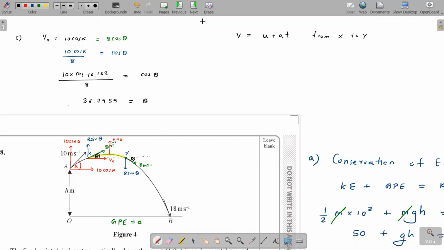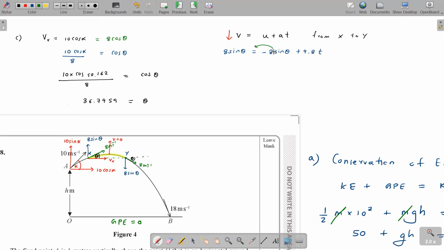So choose your positive direction. What's the positive direction you want to choose? You can use upwards as positive or downwards. It's entirely up to you. I will use downwards as positive. Then V is the final speed at Y, which is 8 sine theta. U is the initial speed, which is 8 sine theta, but it's upwards. Therefore, minus 8 sine theta, and then plus AT. Acceleration is 9.8 downwards, so plus 9.8 into T, where T is what we need to find.